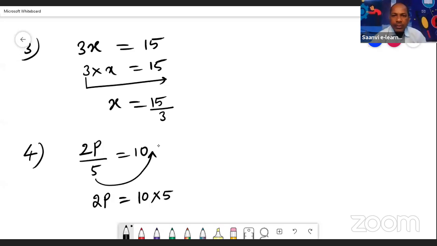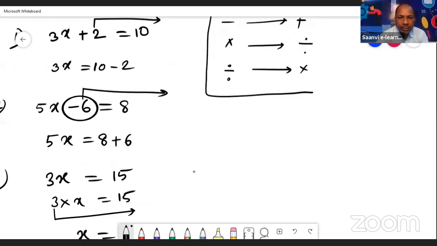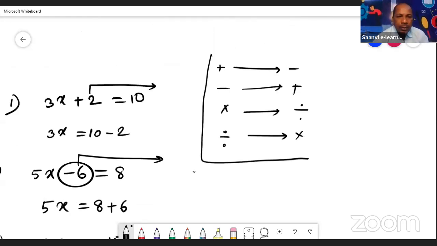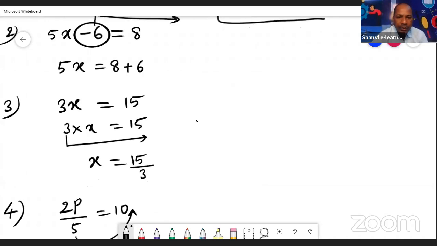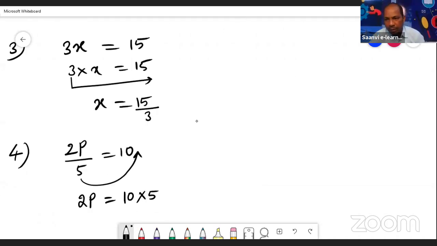Have you all understood? So like this, children. When we transpose the terms from LHS to RHS, plus quantity becomes minus quantity, minus quantity becomes plus quantity, multiplication becomes division, and division becomes multiplication. Okay. Now I am going to ask you a question. Let us see how many members will say the correct answer.